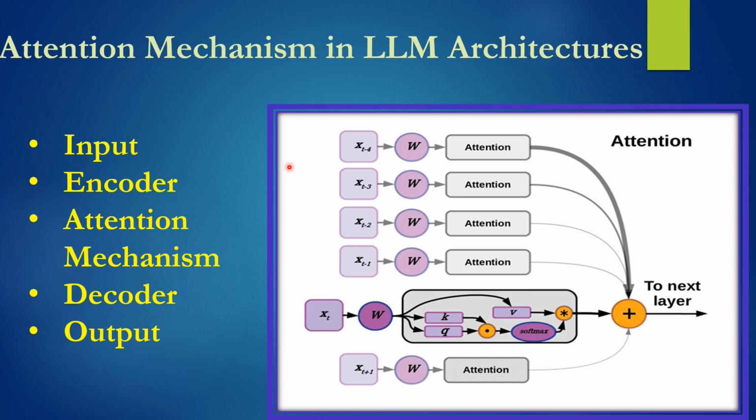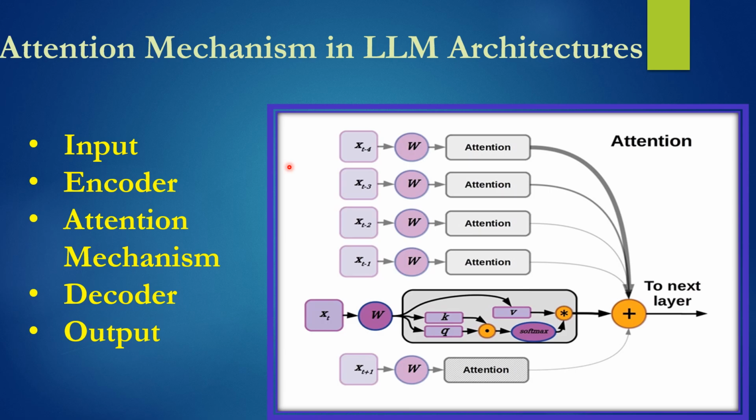Imagine you are having a conversation with a friend. When they speak, you don't listen to every word simultaneously. Instead, you selectively focus on different parts of what they are saying, depending on the context, to better understand their message and respond appropriately. Right? This is similar to how an LLM uses the attention mechanism.